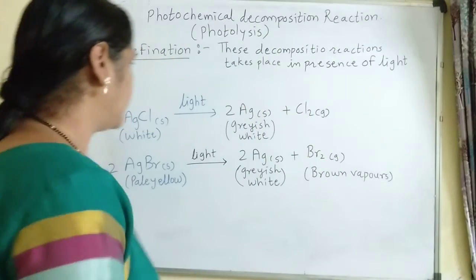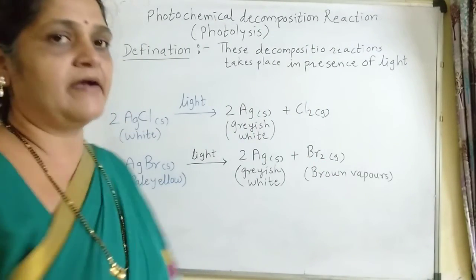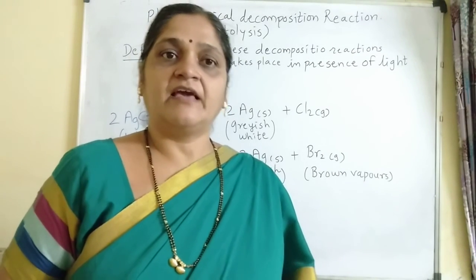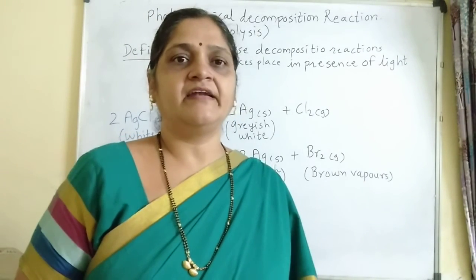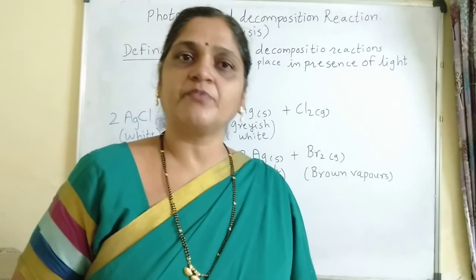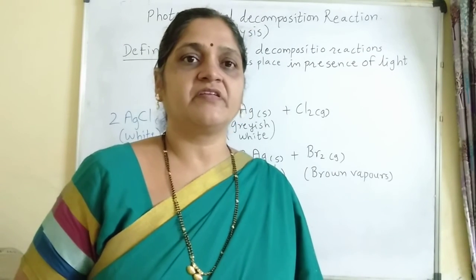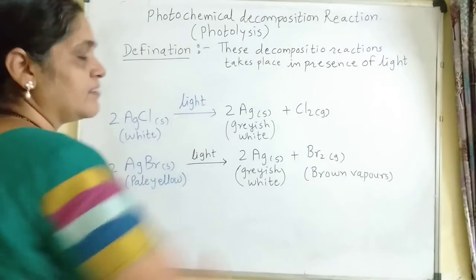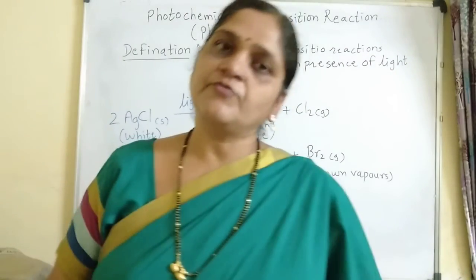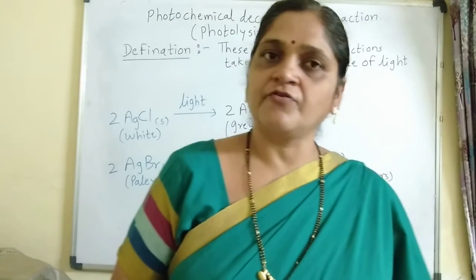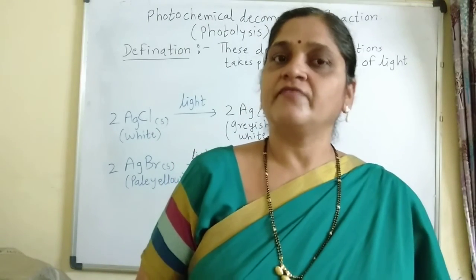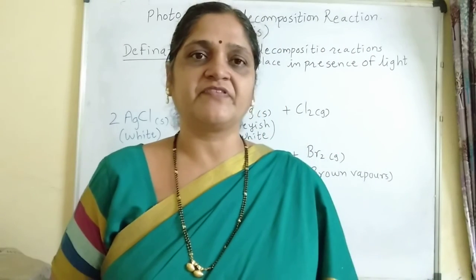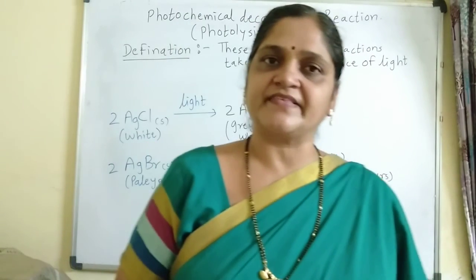And these two compounds, silver chloride and silver bromide, are used in black and white photography. Therefore, when they are exposed to sunlight, they immediately undergo the decomposition process. And this decomposition is due to the presence of light. That is why it is known as a photochemical decomposition reaction. I hope, students, this video is helpful for you to understand the concept of electrolytic decomposition reaction and photolytic decomposition reaction or photochemical decomposition reaction.